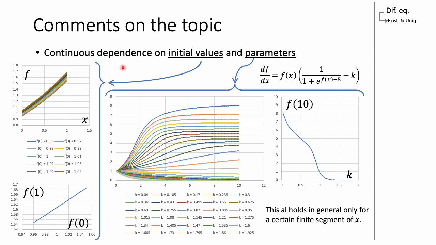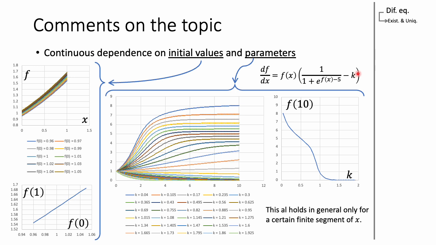The solution being evaluated at a certain point x not equal to 0 continuously depends on the initial condition, the value of the solution at 0, and on the constant parameters within the equation. So here is the equation that was there 2 slides ago, just with 1/2 here being substituted with the fixed parameter k.